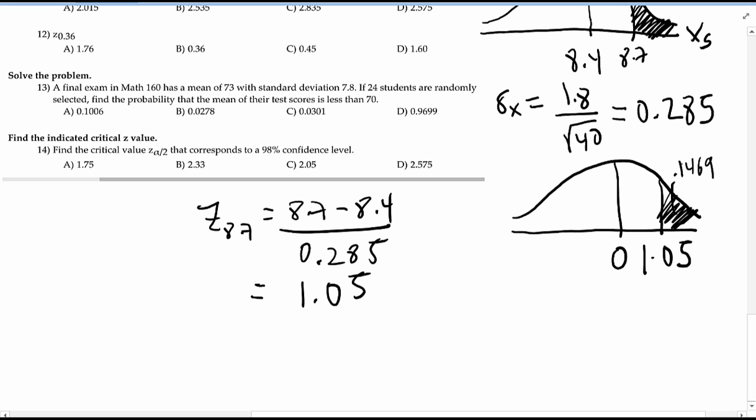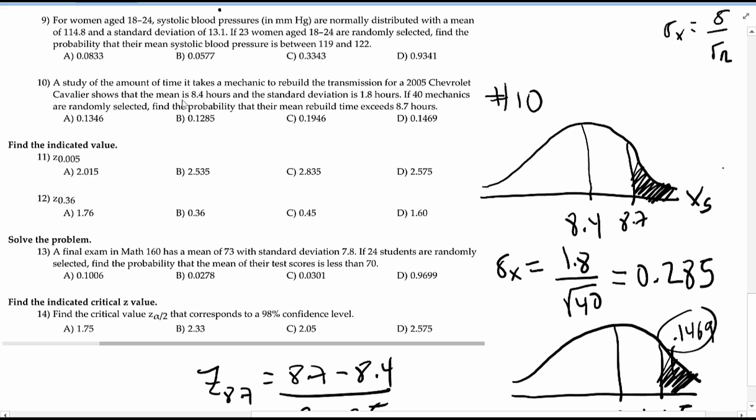1469. All right, let's check 1469. So problem 10, we have that answer 1469 right here. So what is the interpretation of this?